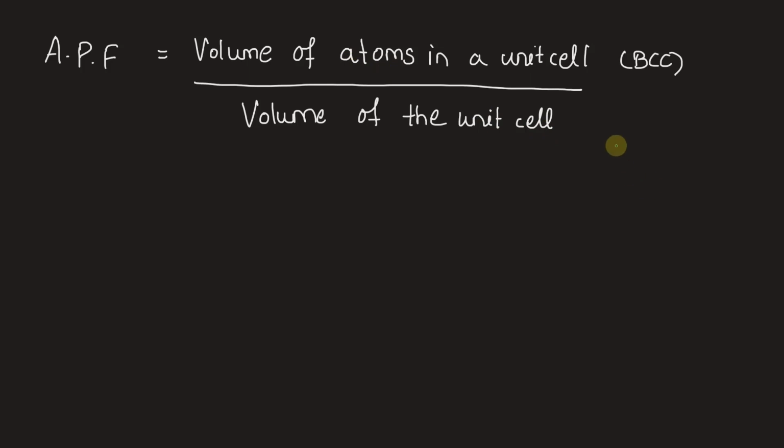Now for a body-centered cubic structure, the number of atoms in a unit cell is equal to 1 complete atom at the center, plus every corner has 1/8 of an atom. So it is 1/8 into 8 corners of the cube, 8 atoms. Hence the total number of atoms is 1 plus 1/8 into 8, which is 1, so it is 2 atoms.